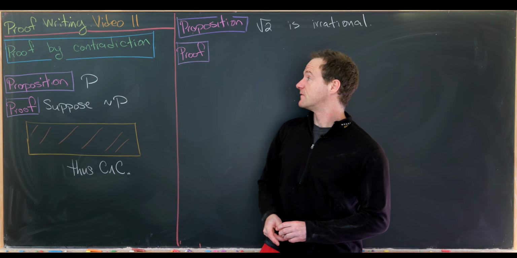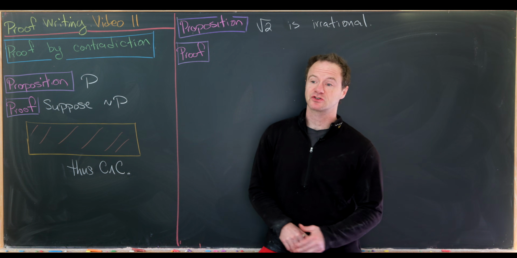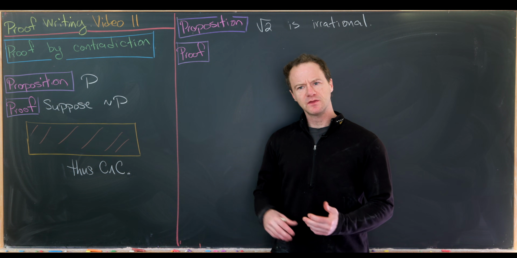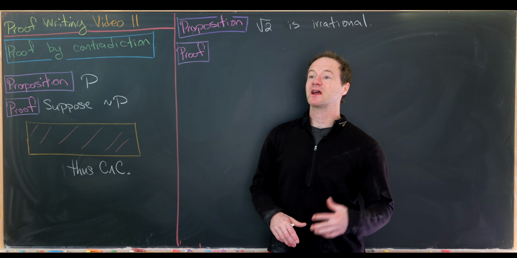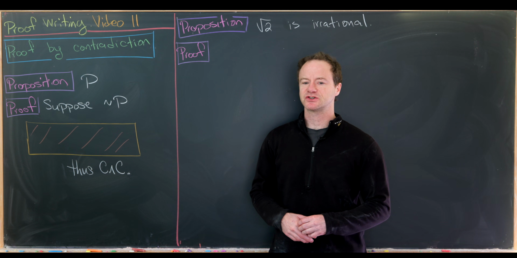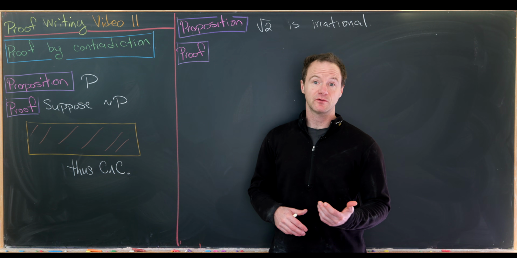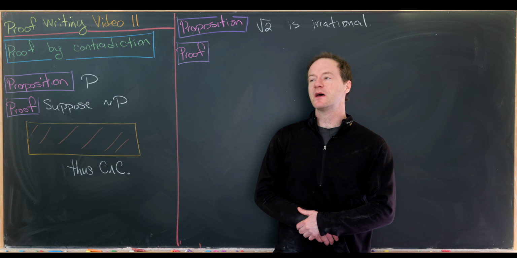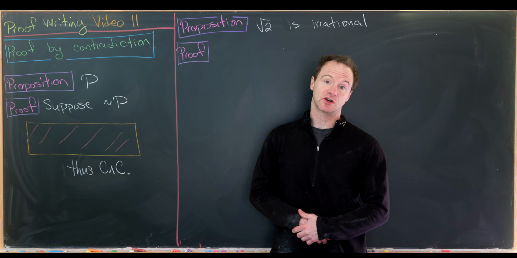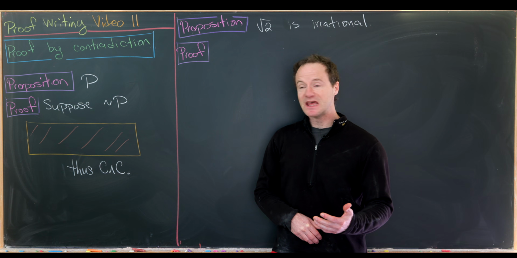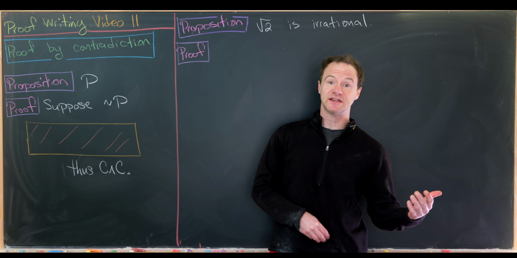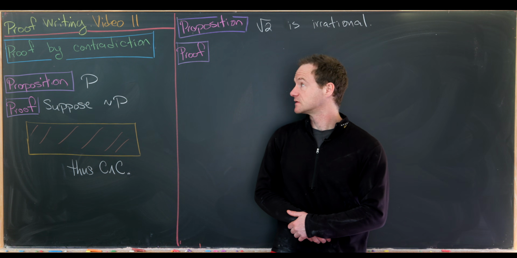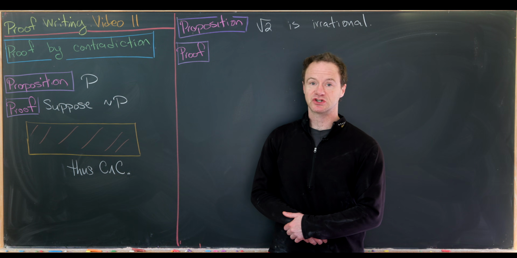This is the 11th video in a series devoted to introductory proof writing. In the previous video, we looked at proving conditional and non-conditional statements. And when proving conditional statements, we used the direct proof method as well as proof by contrapositive. Today, we're going to look at proving conditional and non-conditional statements via contradiction.